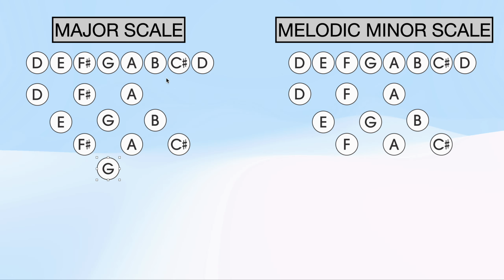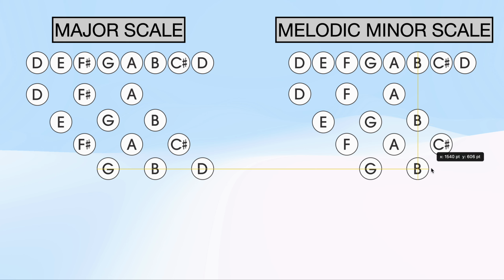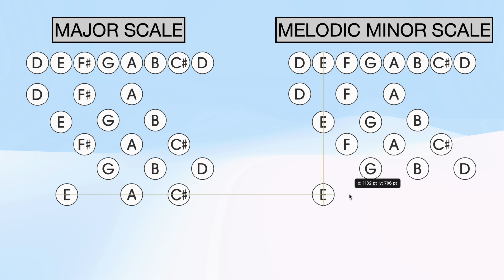So if we go to the G, the B, the D, we see we have the same thing in the melodic minor scale. So the 4 chord is major in both systems. And then similarly, the A, the C sharp, and the E, we see we have the same thing in the melodic minor scale as well. So the 5 chord is major in both systems.